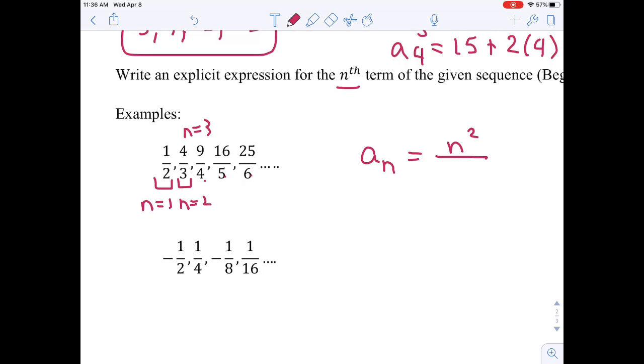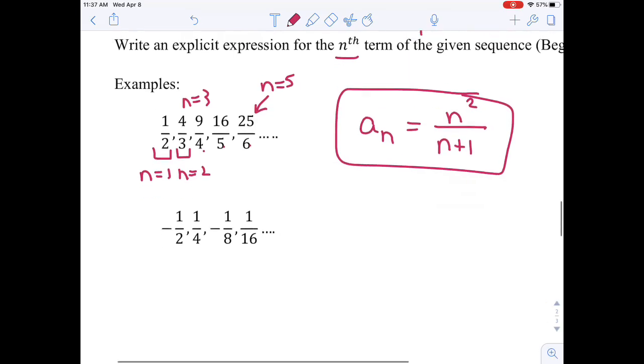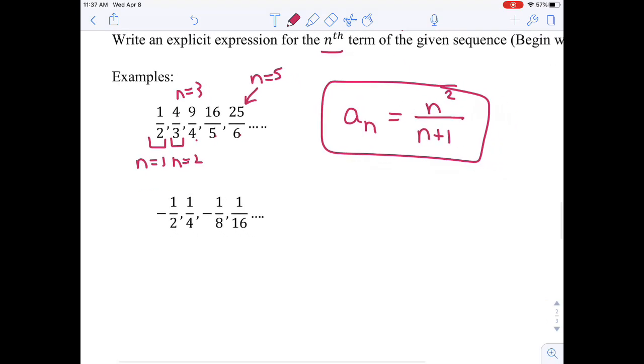Now if we look at the bottom, how does 1 compare to 2? 2 to 3, 3 to 4. You notice they're always 1 bigger than n. So on the bottom, we would have n plus 1. And we can test it out. Does it fit for this one here where n is 5? Well, 5 squared is 25. 5 plus 1 is 6. So this would be our explicit expression to find the nth term of the given sequence.